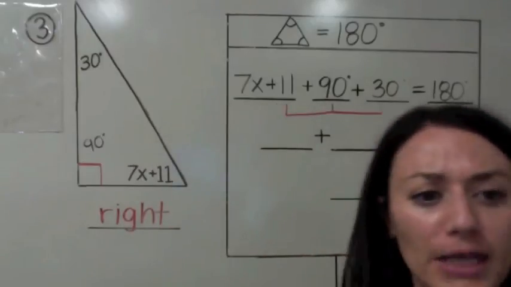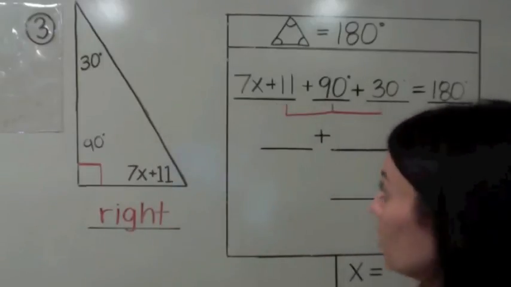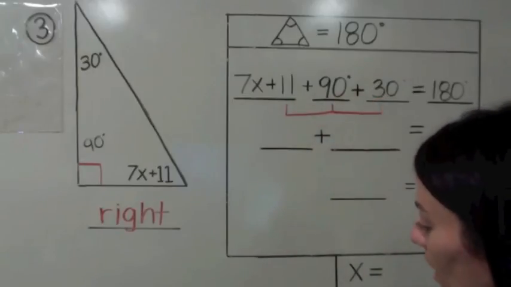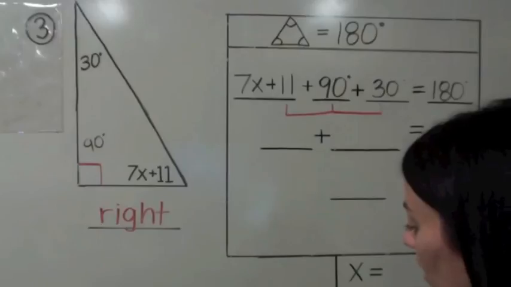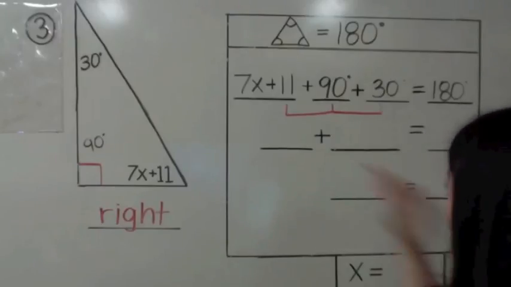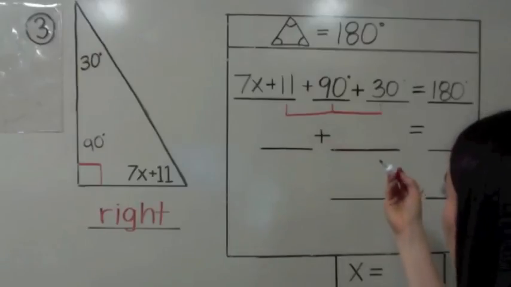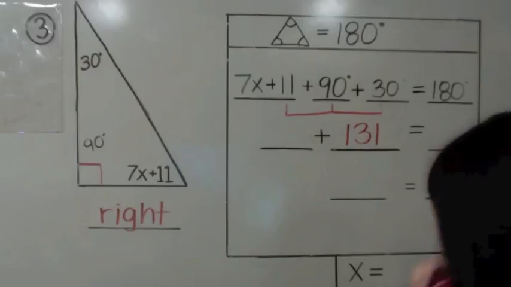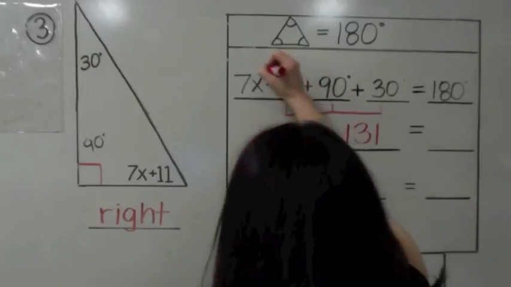So we're basically adding three numbers together now. You can add in this order if you'd like. You could do 90 plus 30 plus 11. And what do you get? All of those three numbers give you 131. Very good, degrees. Okay, so please circle that 7x.